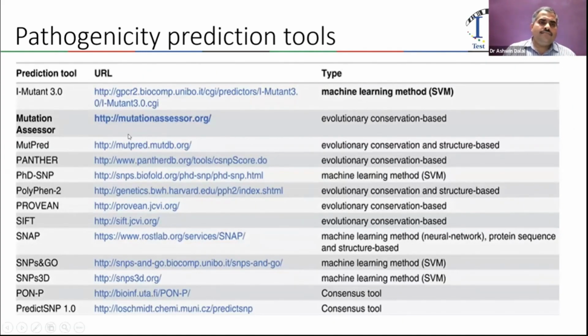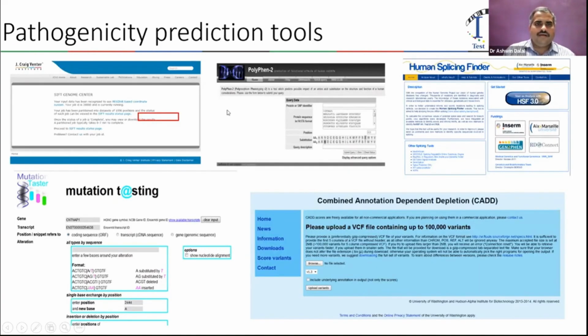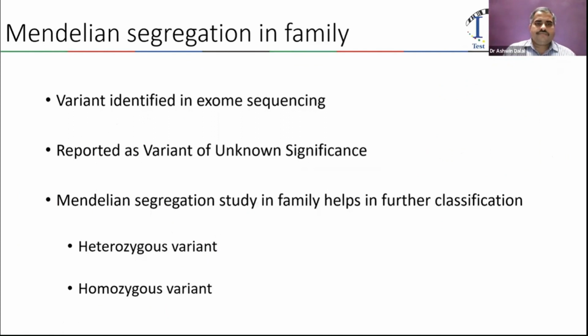There are a large number of pathogenicity prediction tools available. More than 100 such tools are available, and commonly used ones are SIFT, PolyPhen, and the CADD score. For the CADD score, we use a score of more than 20 as likely to be disease causing. So these are the websites of all these pathogenicity prediction software. MutationTaster is a very user-friendly kind of software. Then CADD and others are also available.